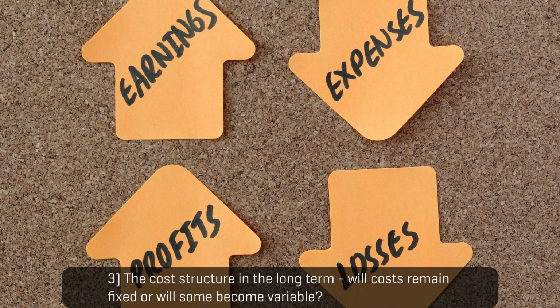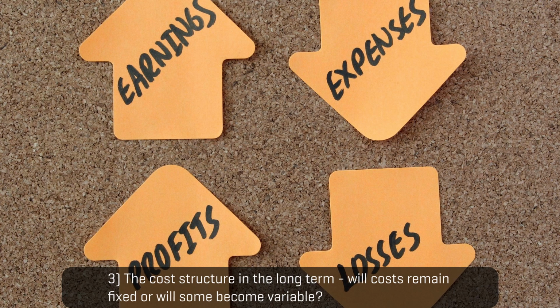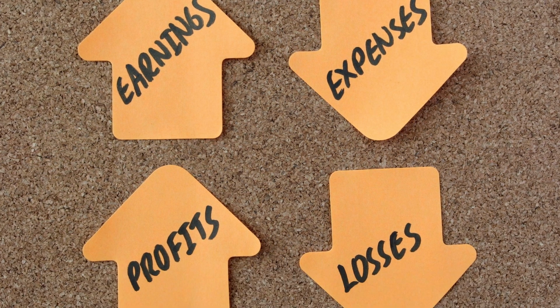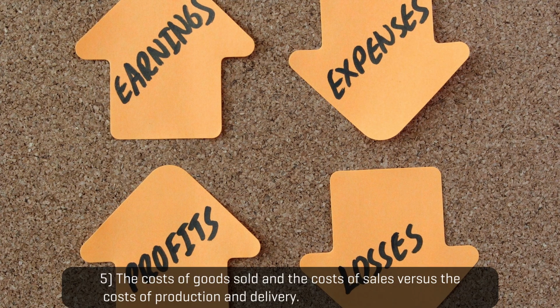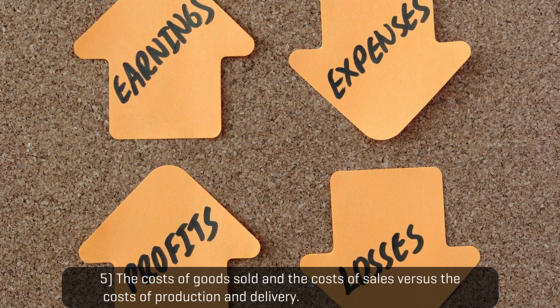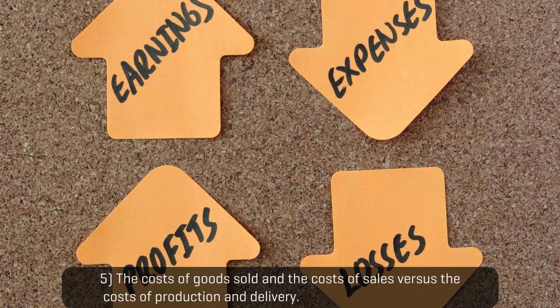The cost structure in the long term. Will costs remain fixed or will some become variable? Is the business model cost or value oriented? The costs of goods sold and the cost of sales versus the costs of production and delivery.